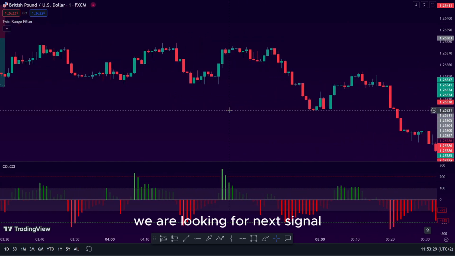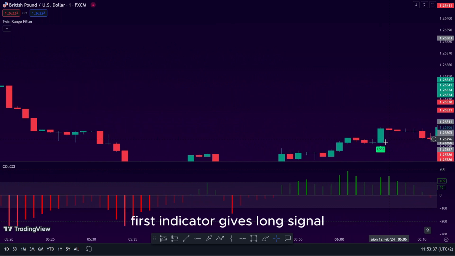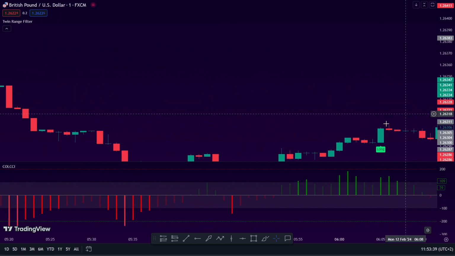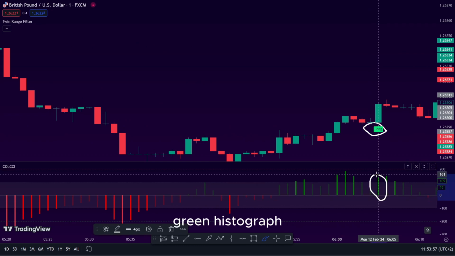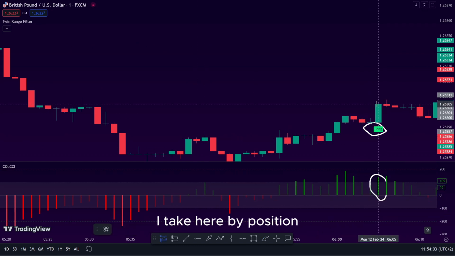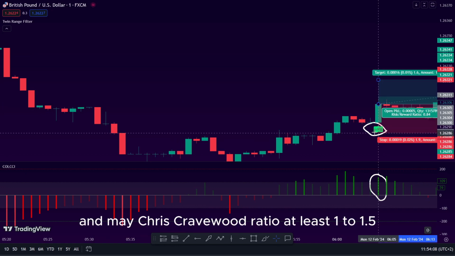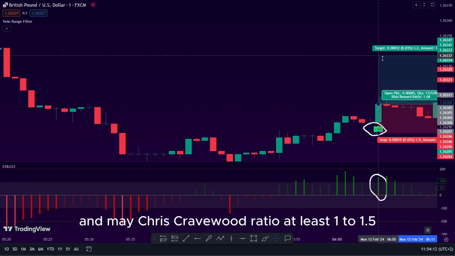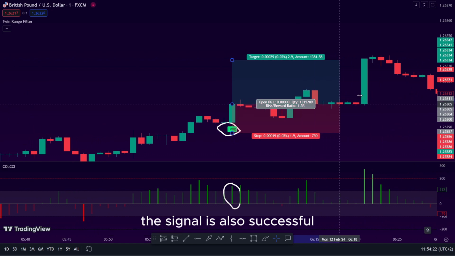We are looking for the next signal. The next signal is here. The first indicator gives a long signal and the second indicator confirms this signal with a green histogram. I take a buy position, put the stop below this long label and make the risk reward ratio at least 1 to 1.5. Let's see the result. The signal is also successful.